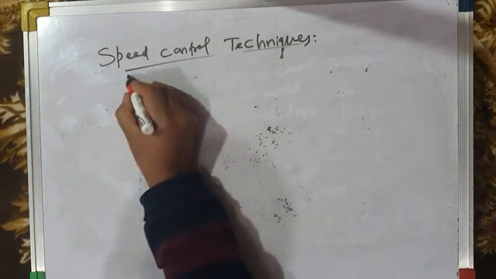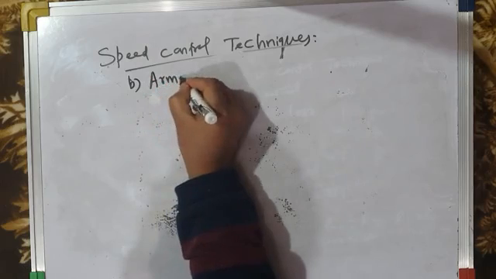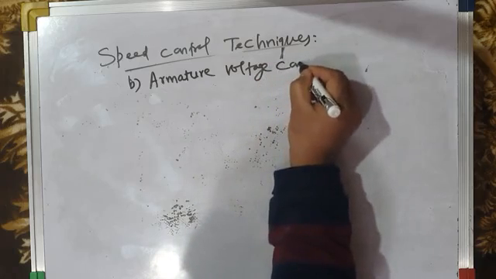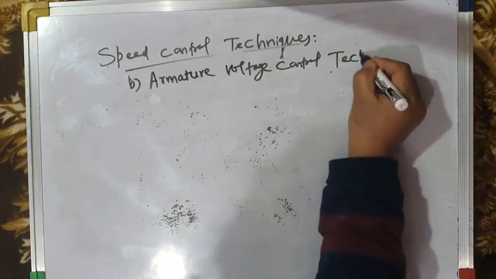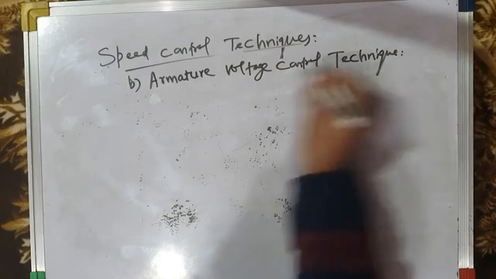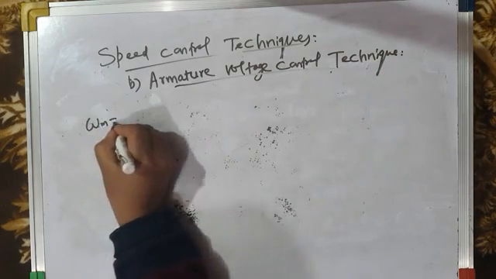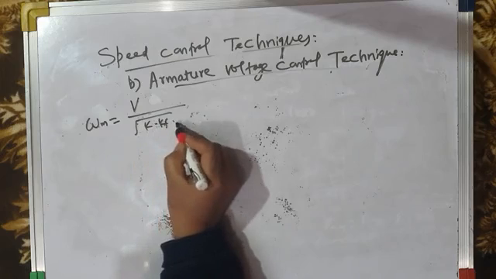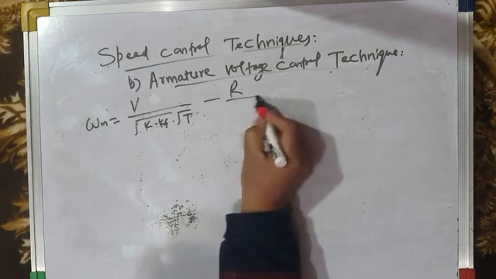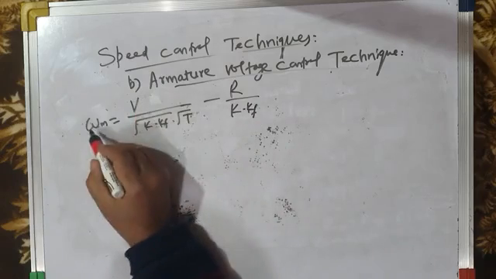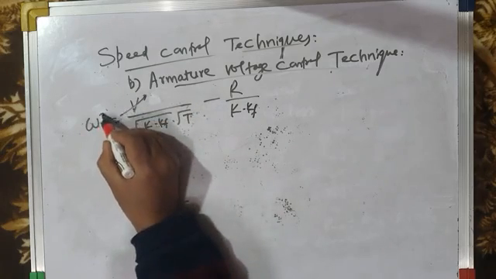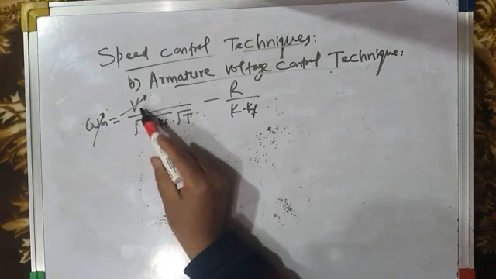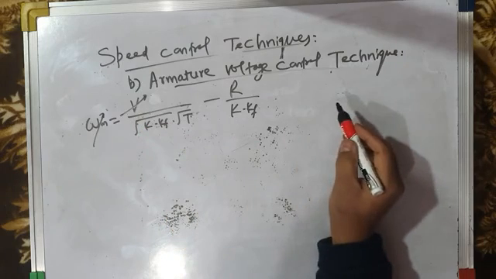Second method is armature voltage control technique. Again, I will write the mathematical expression for speed of the motor. Omega m is V by under root of K into Kf into under root of T minus R divided by K into Kf. So speed is directly proportional to applied DC voltage. As V is controlled, omega m gets controlled. So therefore, speed of DC series motor can be directly controlled by controlling the applied DC voltage.